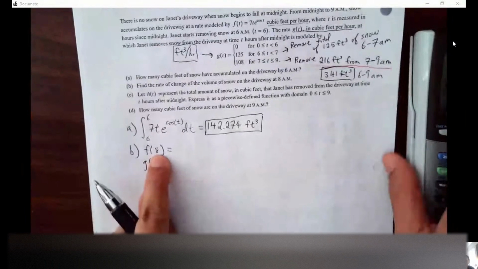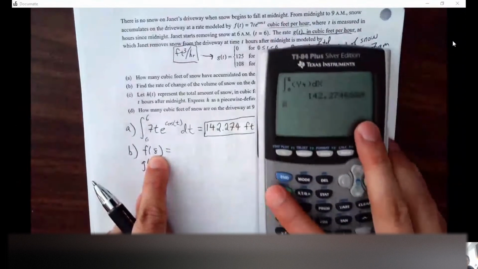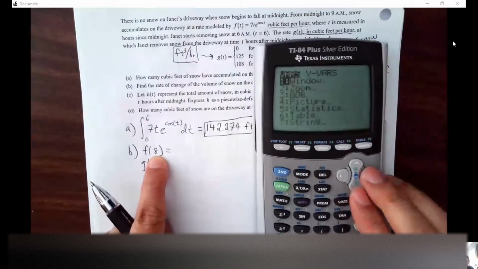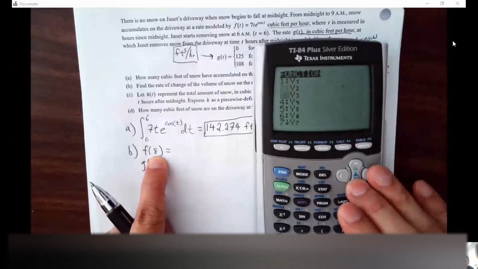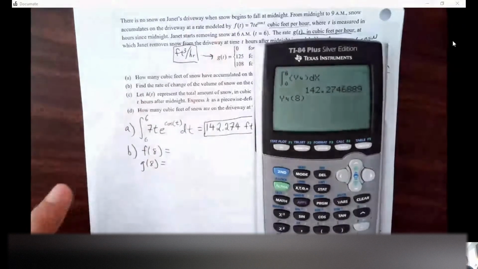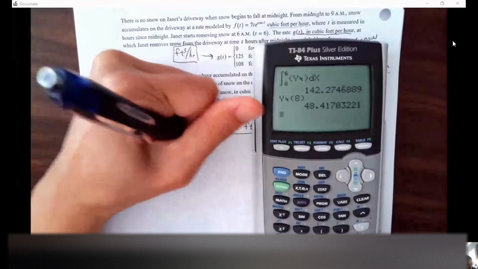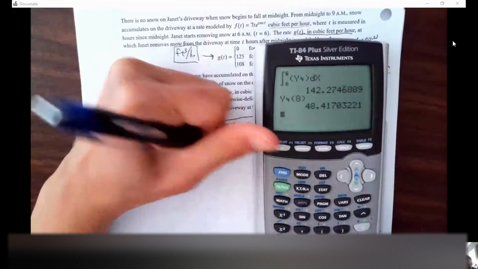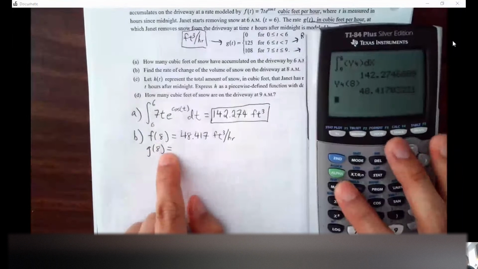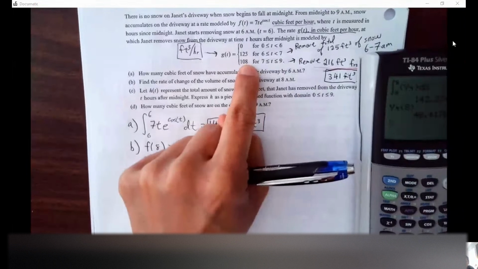So I'm going to find the rate at 8 a.m. where that snow is falling at 8 a.m. So I'm going to plug 8 into the function. Again, I already have f of t stored under y4, so I'm just going to call y4 and parentheses 8. That's just going to enter 8 into all the variables. So f of 8 is 48. So snow is falling at 48 cubic feet per hour at 8 a.m. But then at 8 a.m., Janet is removing snow at 108 cubic feet per hour.